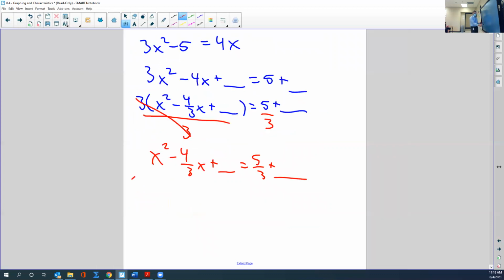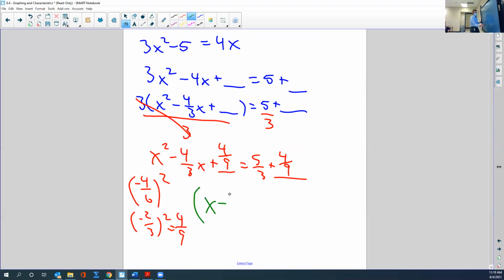And then we would take half of negative 4/3, which is negative 4/6, and square it. It's really negative 2/3, and that's going to be 4/9. So in this case, we are adding 4/9 to both sides. We don't have to tie in the first number 3 right here. That's another way you could end up doing it, just a different way of computing it.